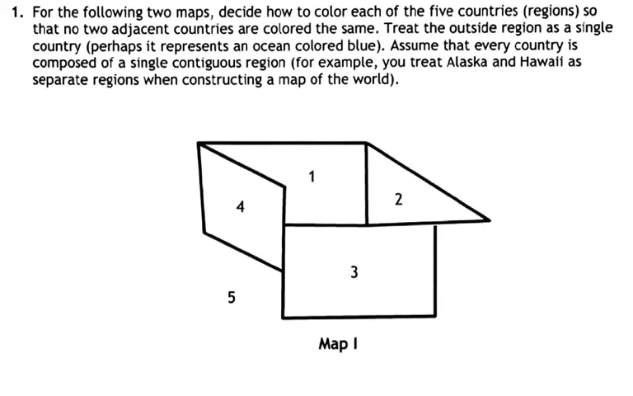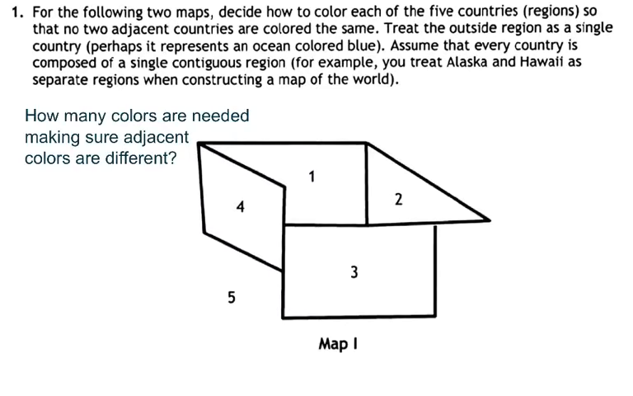So we're going to take this first map and we want to see how many colors are required so that no 2 countries that share a border are colored the same. So basically we're asking the question, how many colors are needed, making sure adjacent regions are colored different.